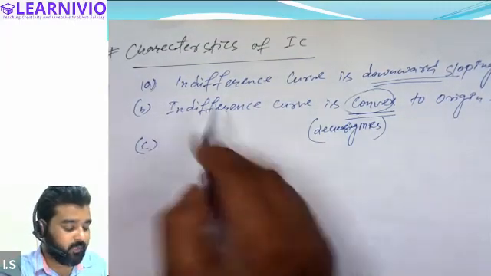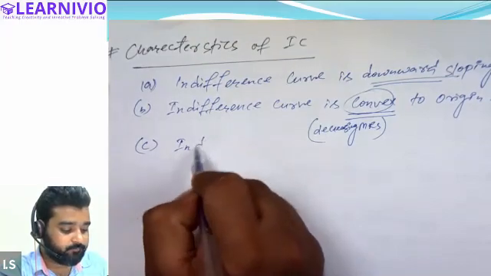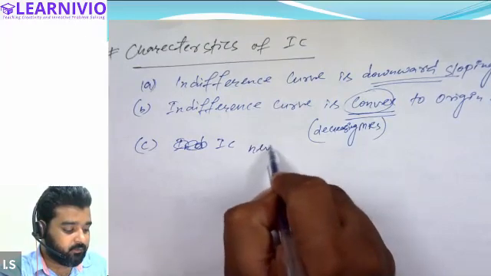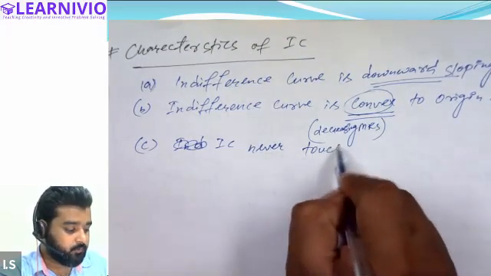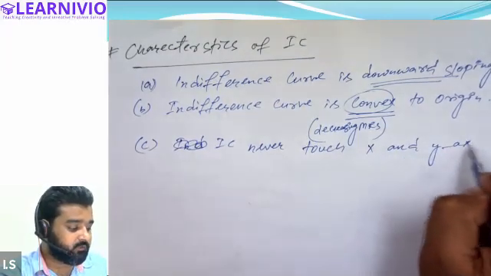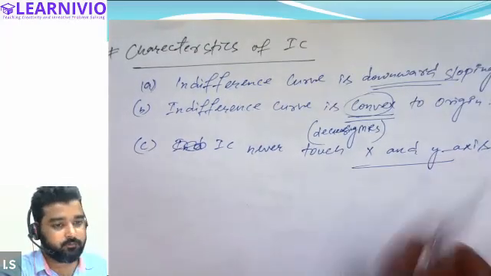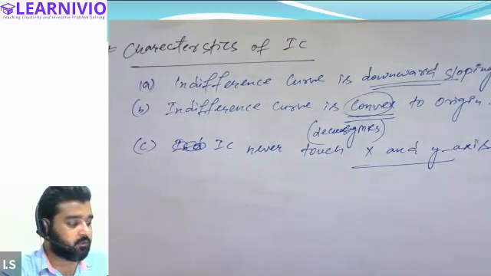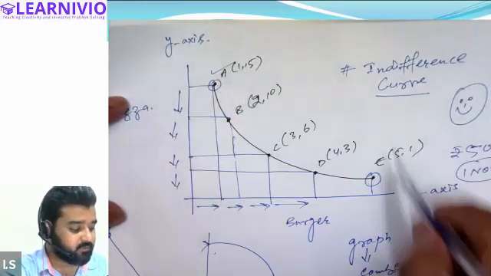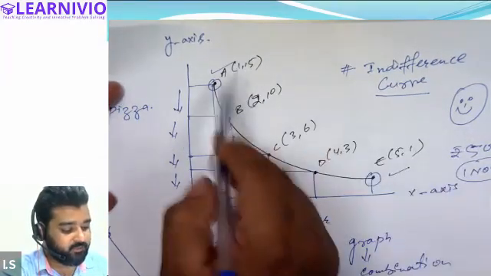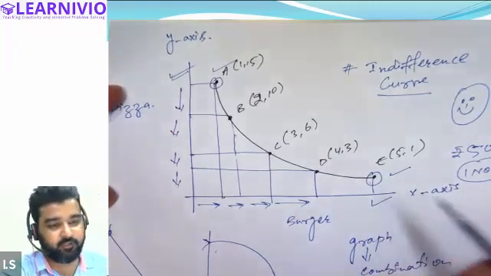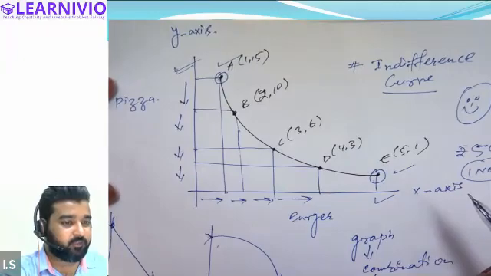One more characteristic of the indifference curve. Let me write IC only. The indifference curve never touches the X and Y axis. It neither touches the X axis nor the Y axis. Whenever we make the indifference curve, it will always lie between the X and Y axis. See, this is our indifference curve, right? So this will never touch the Y axis, and neither will it touch the X axis.